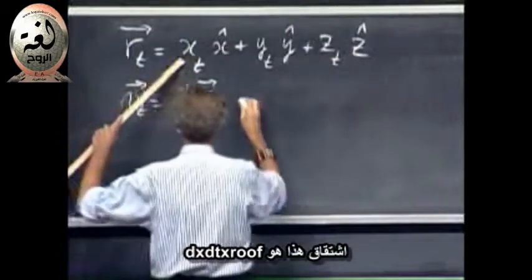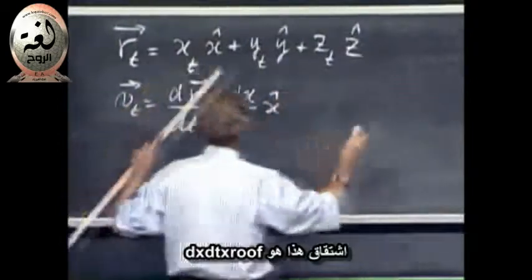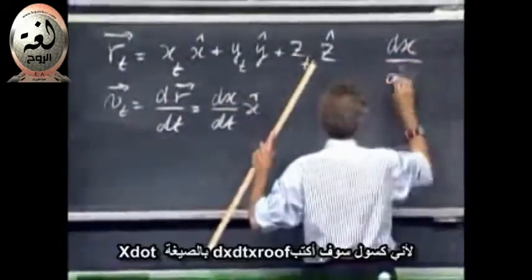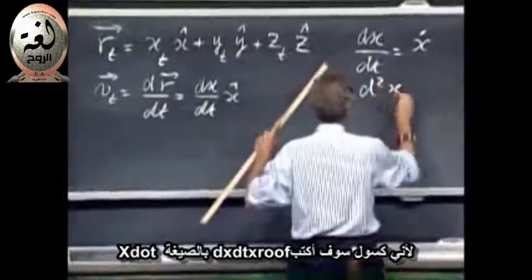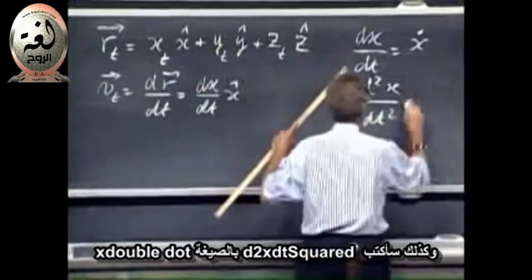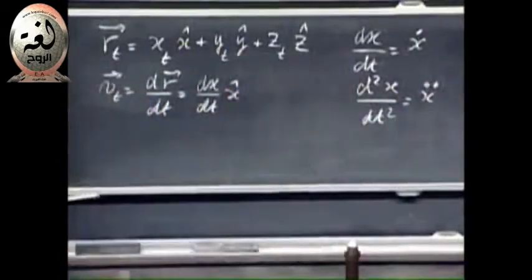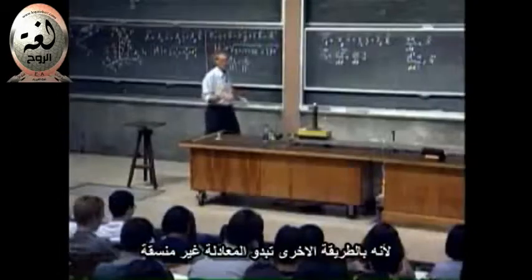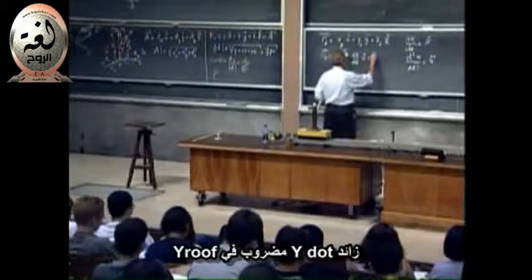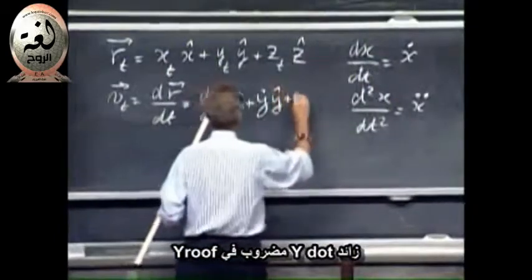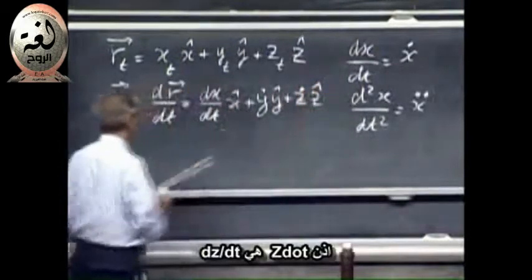First the derivative of this one, which is dx dt x roof. I'm going to write for dx dt x dot, because I'm lazy, and I'm going to write for d2x dt squared x double dot. It's often done, but not in your book. But it's a notation that I will often use, because otherwise the equations look so clumsy. Plus y dot times y roof plus z dot times z roof. So z dot is dz dt.